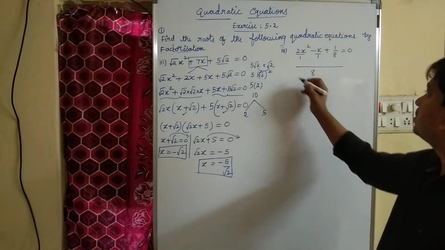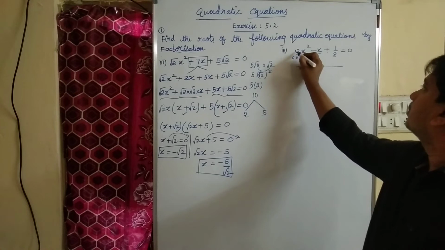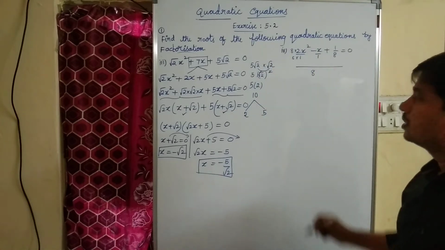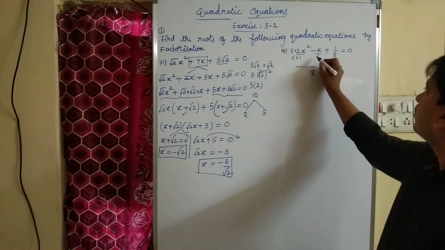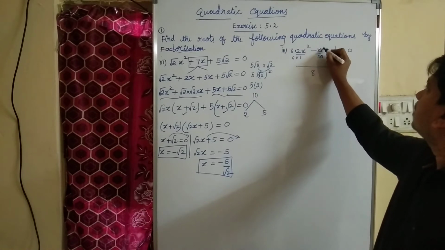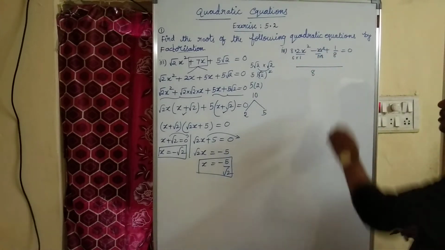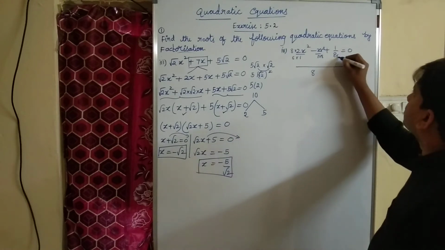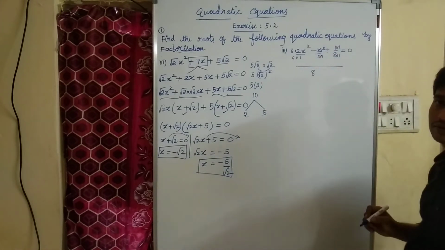How much are 8 times 1? 1 8 are 8 into 8 into 8. Again, how much are 8 times 1? 1 8 are 8 into 8 into 8. How much are 8 times 8? 8 1 are 8 into 1 into 1.